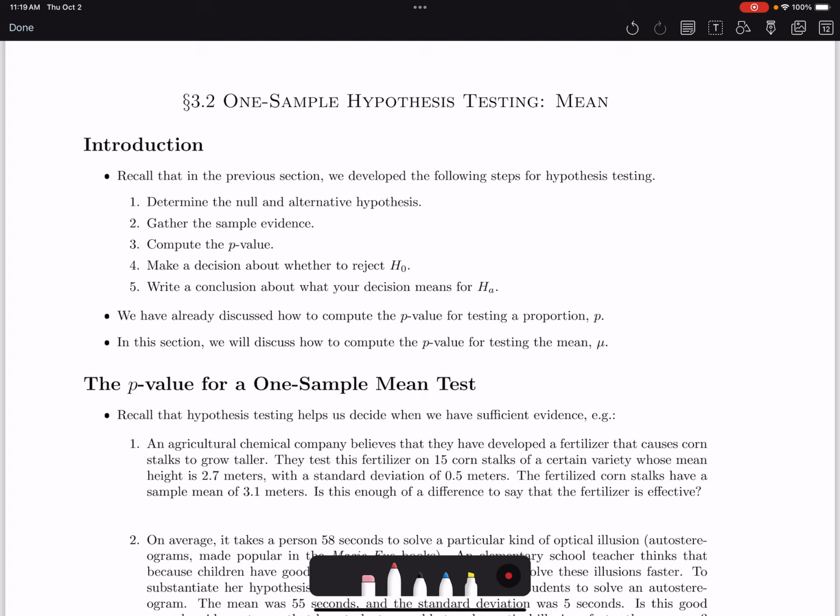But let's get into section 3.2. In this section, we're going to talk about developing a one-sample hypothesis test for the mean. In the previous section, we developed some steps for hypothesis testing in general, and we talked specifically about a one-sample hypothesis test for the proportion. These are the same steps that we're going to follow for the mean. So this one should go a little bit more quickly than the previous one did.